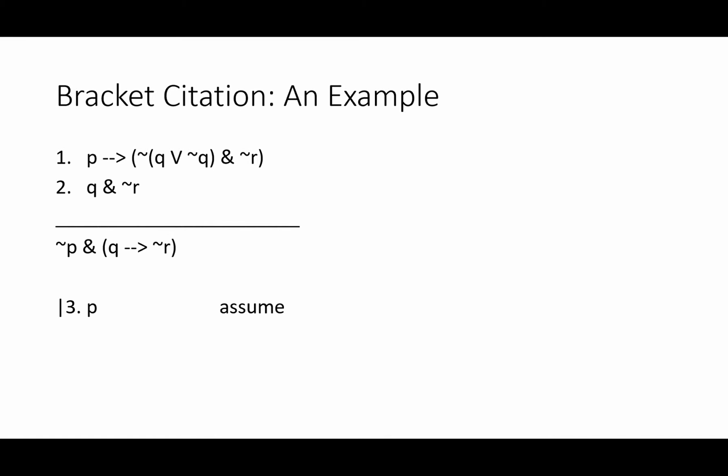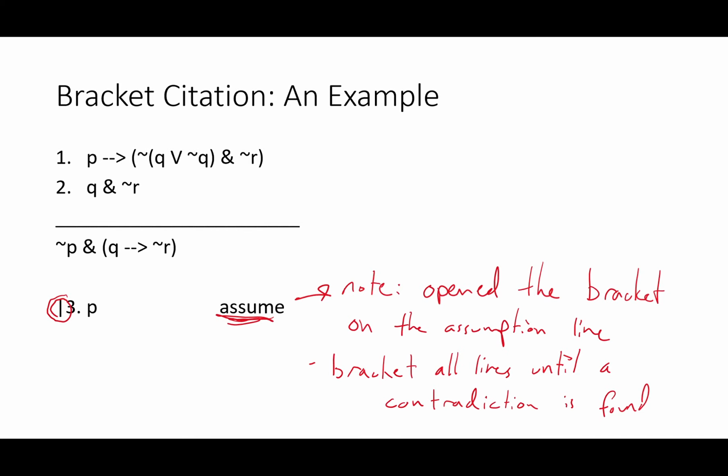First thing we'll do is make our assumption. Now, when you make an assumption, it's always good to make a note off to the side saying your goal. Here it's an indirect proof, we're looking for a contradiction, and what you hope to prove, in this case, not P. This can really help you keep straight when you are doing indirect and conditional proofs. Notice that we opened the bracket on the assumption line. We're going to continue bracketing all the lines until we find a contradiction.